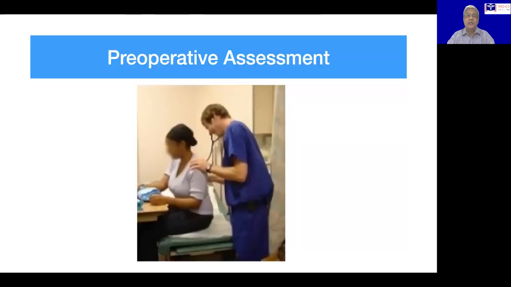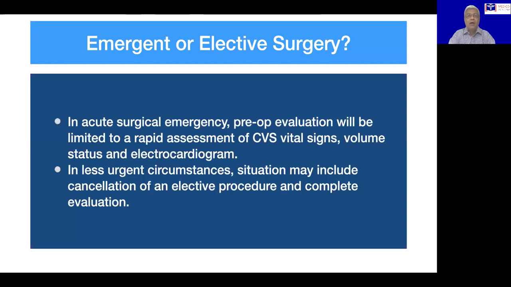Now coming to the preoperative assessment of patients. In case the surgery is an acute emergency, preoperative evaluation of such patients is generally limited to rapid assessment of the cardiovascular system, the vital signs, volumes, and just the electrocardiogram or the ECG. In case it is not an emergent surgery, then we can do a thorough examination of the patient and decide on the condition of the patient before we accept the patient for an elective surgery. In case the patient has a major problem, we can even delay or cancel an elective surgery till a complete evaluation of the patient is done.